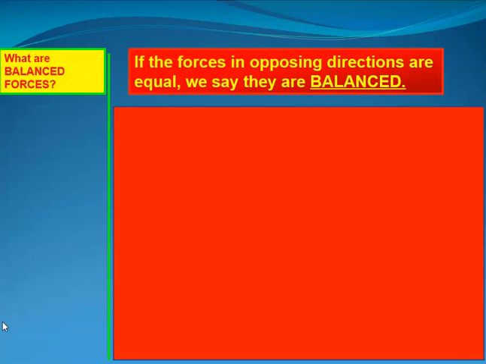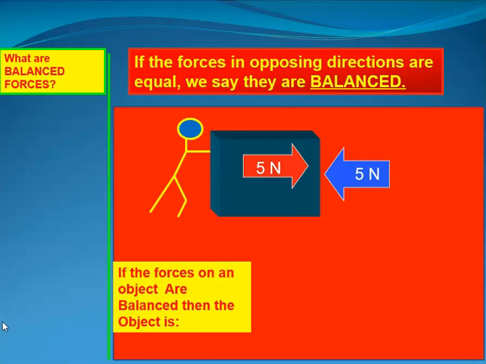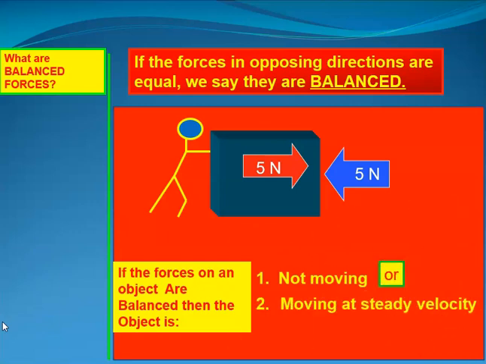So if the forces in opposing directions are equal, we say they are balanced. Again, we see 5 newtons to the right and 5 newtons to the left. If the forces on an object are balanced, then the object is either 1, not moving, or 2, moving at a steady velocity. And when you think about it, not moving is moving at a steady velocity. It's a velocity of 0 meters per second. Now I put this one as tricky because it would be apparent that the box wouldn't be moving if the forces are balanced, but it can be moving at a steady velocity if the forces are balanced.